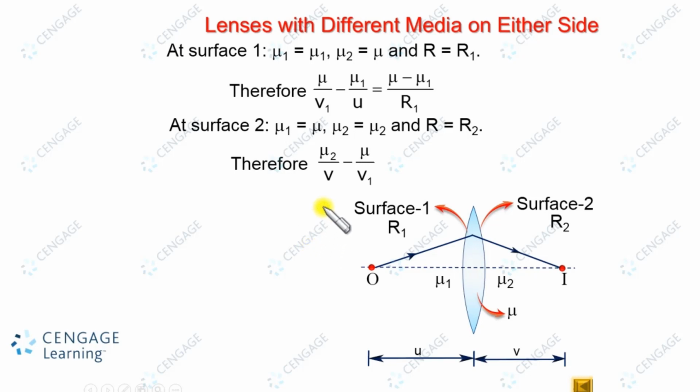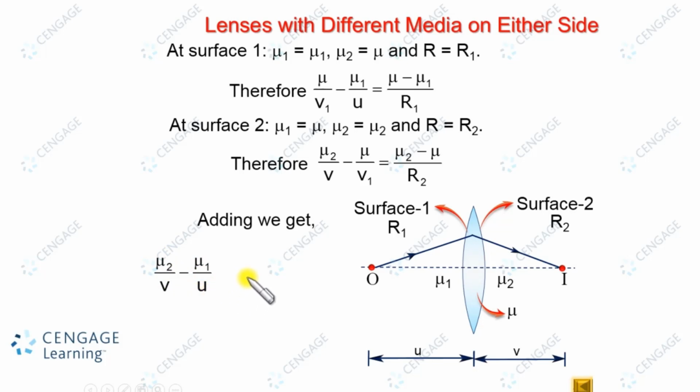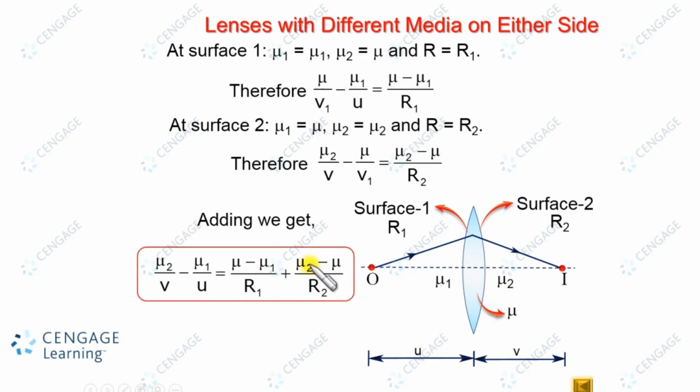Now if we add these two, mu divided by V1 and mu divided by V1 will get cancelled, and we have the final formula like this: mu2 divided by V minus mu1 divided by U equal to (mu minus mu1) divided by R1 plus (mu2 minus mu) divided by R2, right?